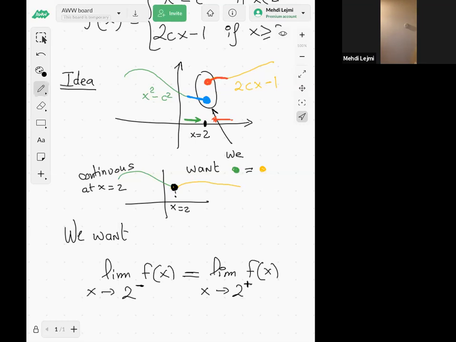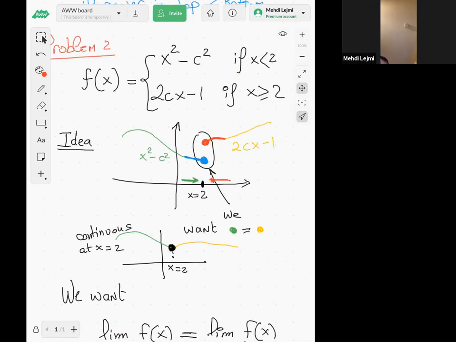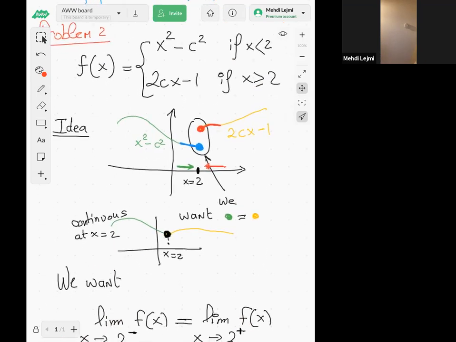Now, what's the limit of f of x going to two minus? So you are approaching two from the left, which means you are less than two. So we approach two from the left. So it's less than two. Your x is less than two. Here, we approach two from the right. So then your x is larger than two. Right. So if you are less than two, of course, you're going to use the first equation. And if you are larger than two, then you're going to use the second equation, right?